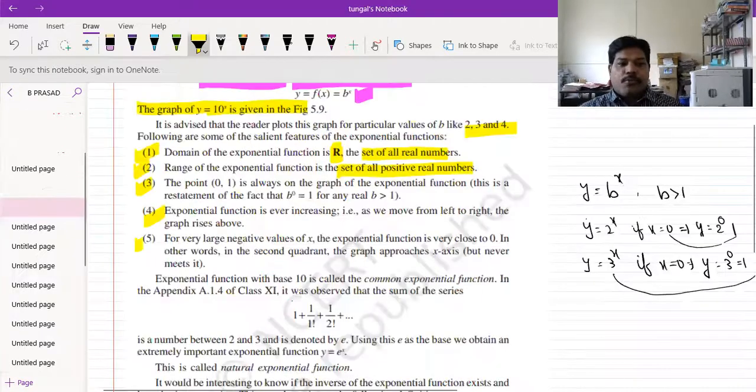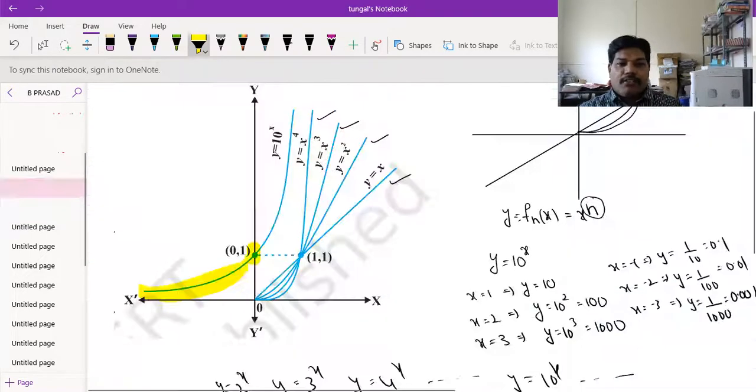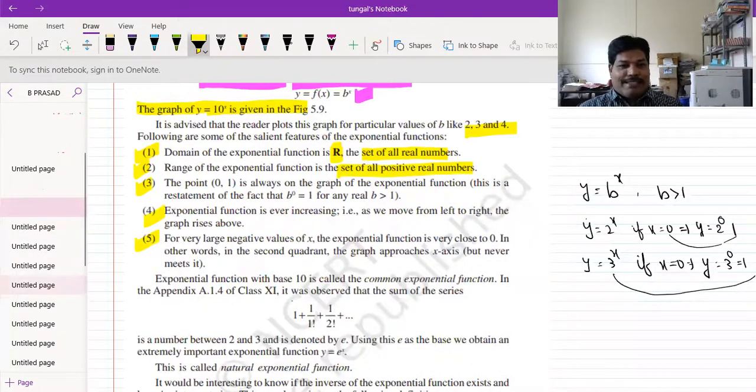And also see the next point: the exponential function is ever increasing. From left to right, the graph is rising. If x is positive, then it is increasing. If x is negative, then it approaches the x-axis. So that is the condition here.